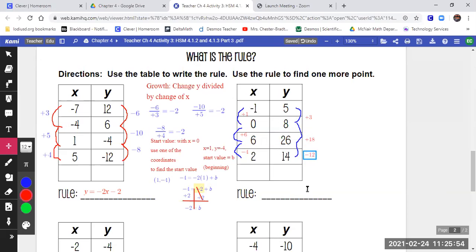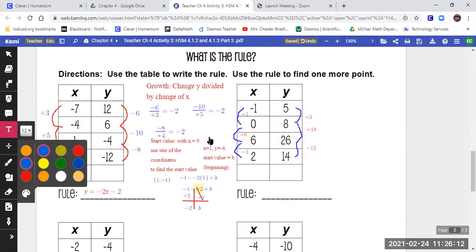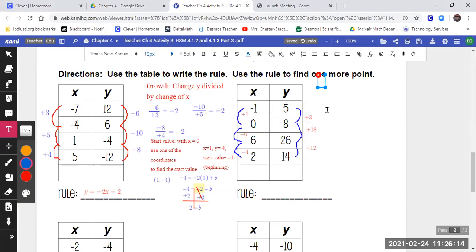Subtracted 12. So we're going to go do our growth now. Just like we did on the last one, we're checking all 3 fractions to make sure they all work out. Okay, all 3, so to make sure they all work out. So let me go get my growth. First thing I do is growth.